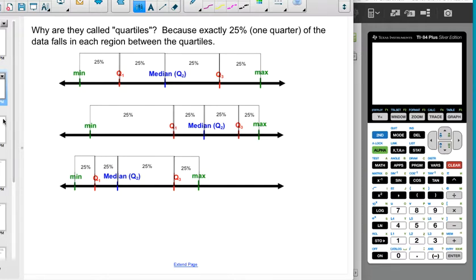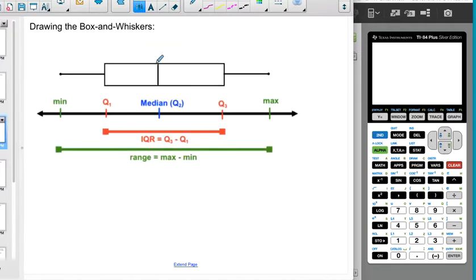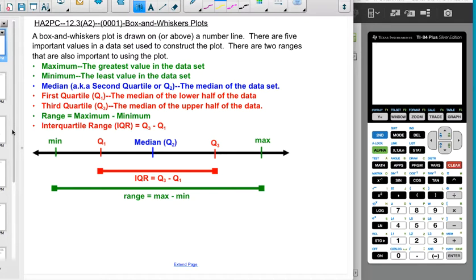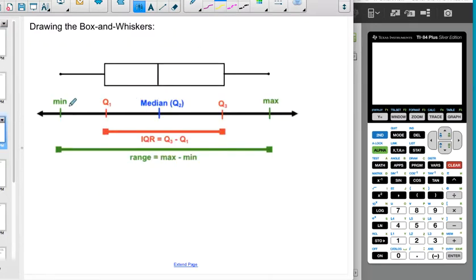So let's walk through how we make a box and whiskers plot. Here's how we draw the box and whiskers. Basically, we are going to find all of the values that we discussed, all the values that I listed here on the first page. Once you find the min, the max, and all 3 of those quartile values, Q1, 2, and 3, you're going to draw lines at the median and at both of the quartiles.